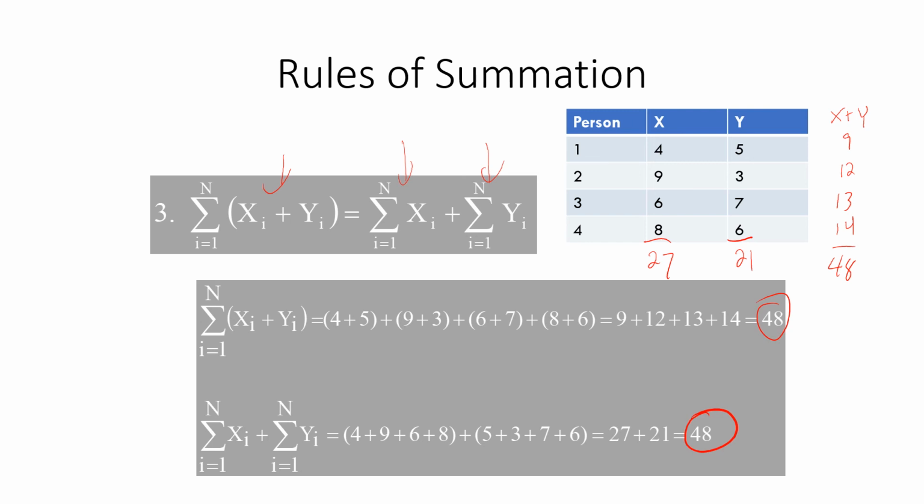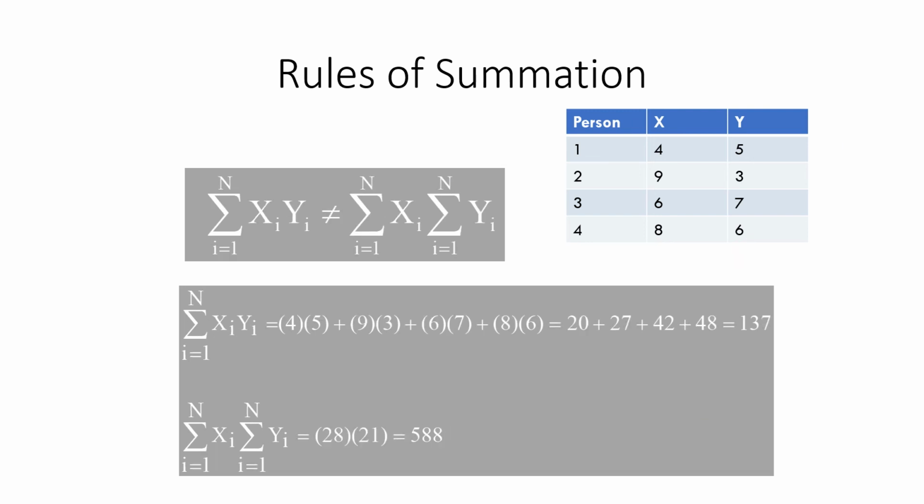Why is this the case? Order of operations. No matter where you add things, it's going to come out the same. Whether you add them together before or separate, you're going to get the same thing. So why is this rule the way it is? Why are these two equal? Order of operations.